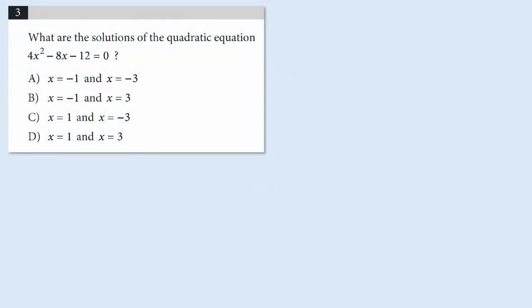So this multiple choice problem from the College Board comes from the SAT test, section 3, which does not allow calculators. And the problem says, what are the solutions of the quadratic equation 4x squared minus 8x minus 12 equals 0? And we have 4 choices. So take a moment to have a look at this and see what you can do.